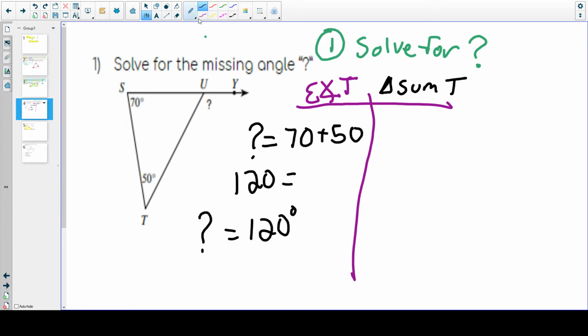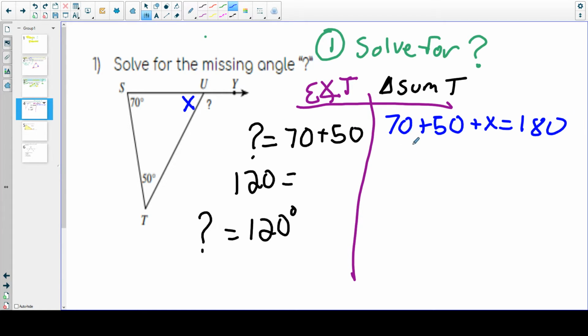Okay. Triangle sum theorem, well, that says if I add up all the angles in a triangle, I get 180, right? What if I wanted to find this angle? Well, 70 plus 50 is what? 120, right? So 70, let me write this out. 70 plus 50, I should write out the whole thing, I'm sorry, plus x is 180, right?